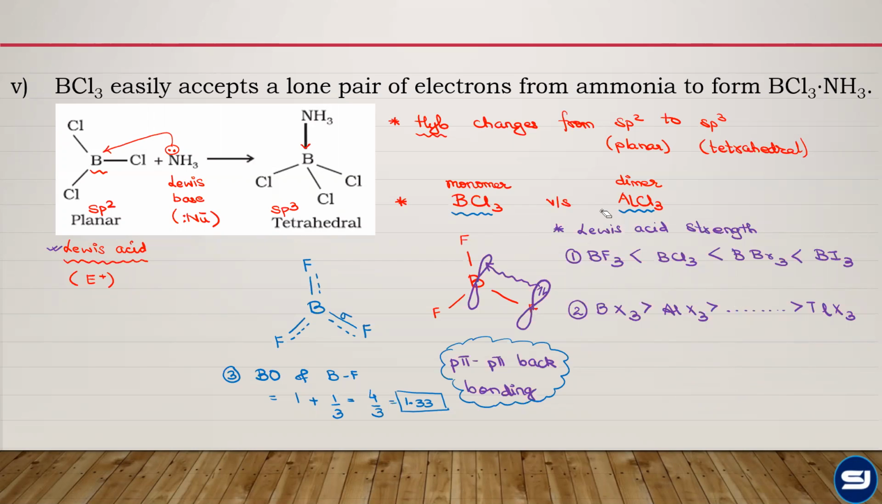So we say BCl3 or boron has p pi back bonding which is effective, but aluminium cannot have effective back bonding possible because of the larger size of the p orbital. Fine.